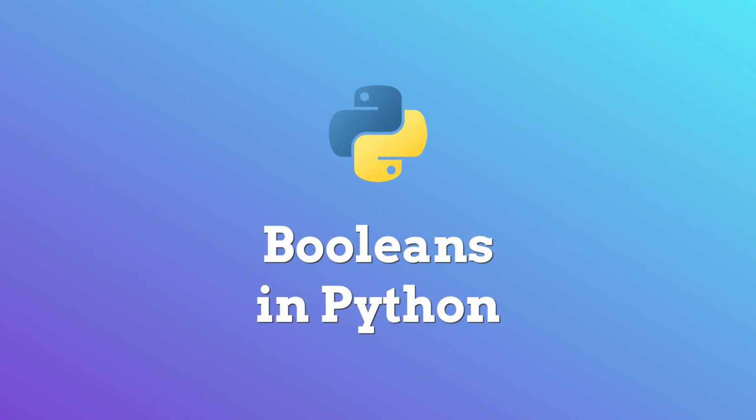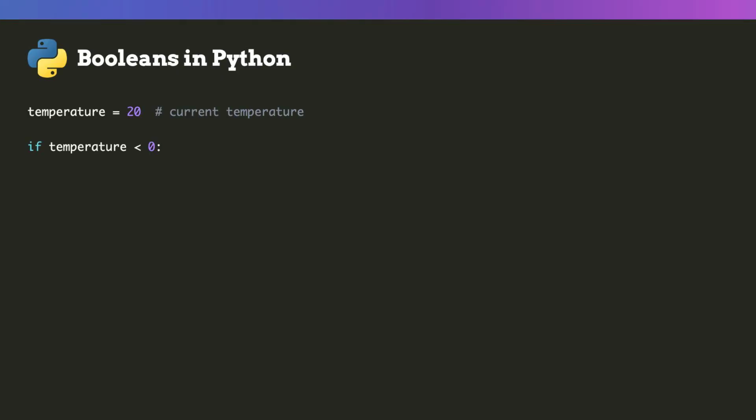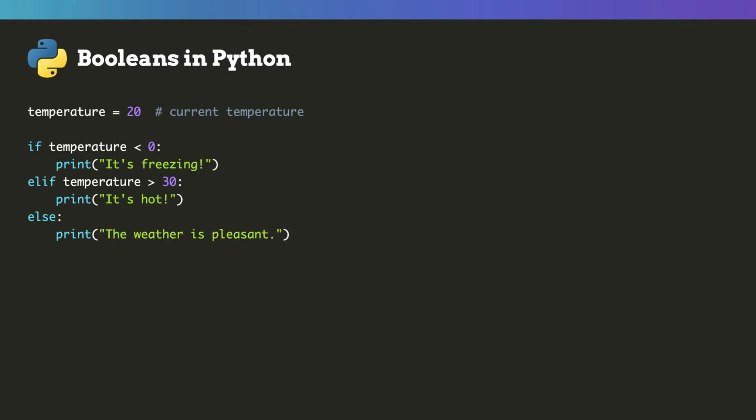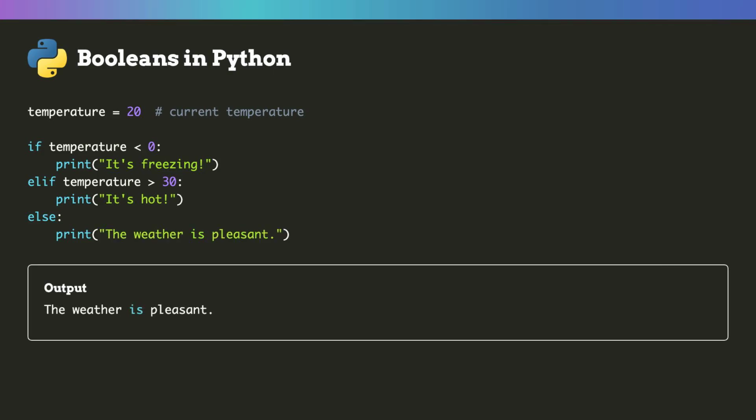Booleans in Python. Booleans are a fundamental data type in Python, representing truth values. They help make decisions and control the flow of a program. Booleans can have one of two values, true or false. In this lesson, we'll explore how to use Booleans in Python.